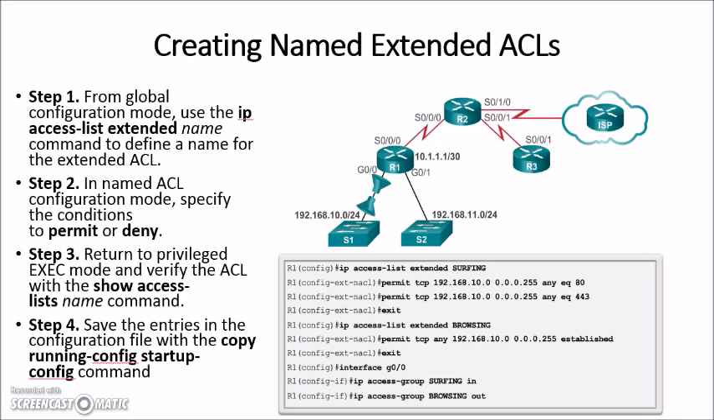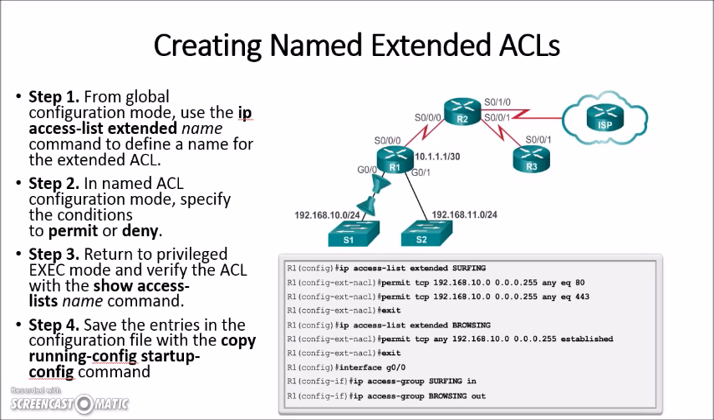These are the steps for creating a named extended ACL. First, from global configuration mode, use the IP access-list extended name command to define a name for the extended ACL. In the example, you can see names like surfing, or in the second part, browsing. These are the names of the ACLs.